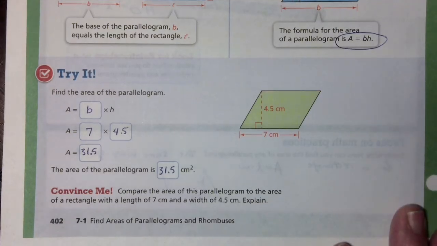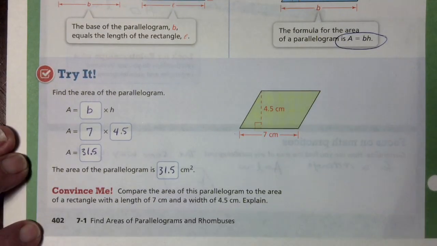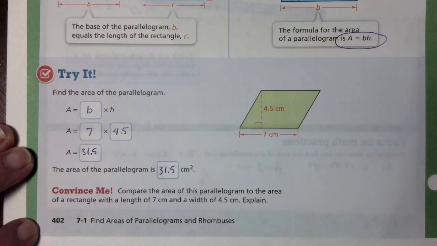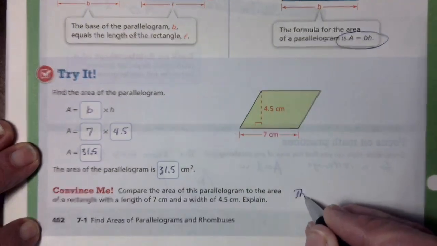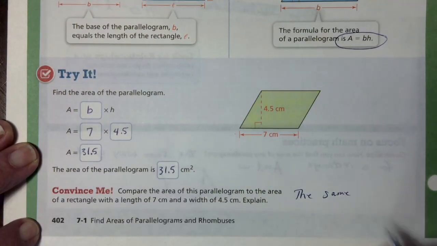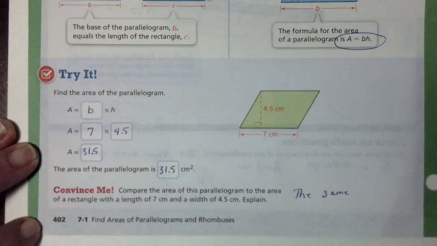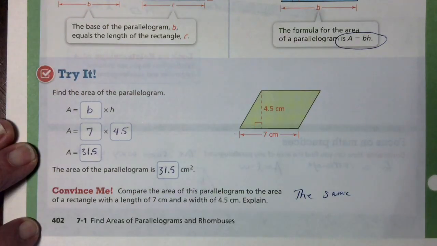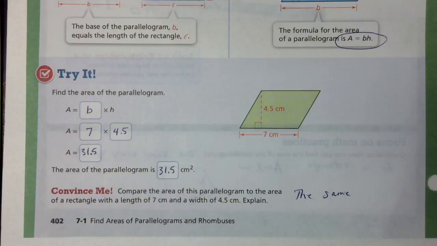Okay? And then it has a convince me here that says compare the area of this parallelogram to the area of a rectangle with a length and a width. Again, you're going to multiply 7 times 4.5, so it's going to be the same. It has the same base and height, so it will be the same. Okay, let's go to example 2.